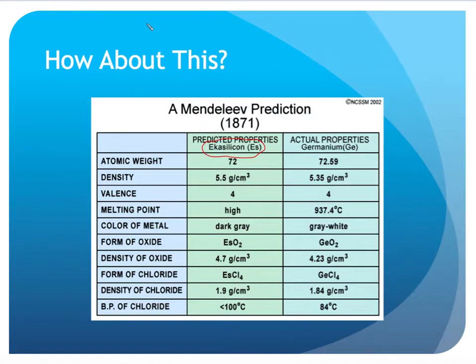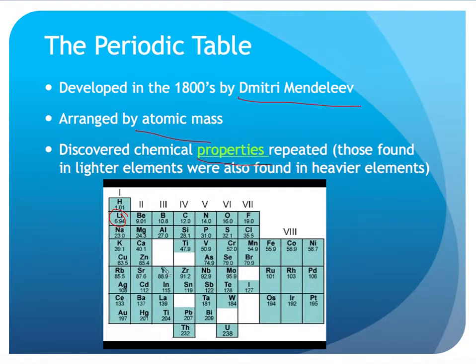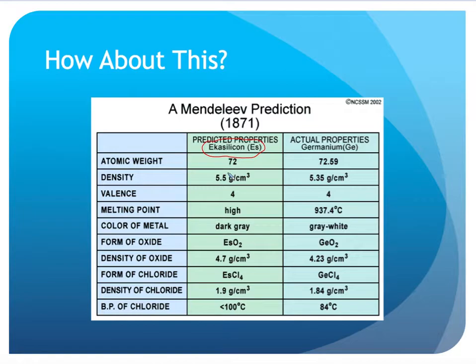Ecosilicon had an atomic weight of 72, which puts it between arsenic and zinc. So his ecosilicon has to come somewhere in here, and because he called it ecosilicon, he thought it was going to go right here. This is the element he's predicting things for. He predicted it would have an atomic weight of 72. The one we found actually has a weight of 72.59, pretty close. Density, 5.5. Actual density, 5.35. Pretty close. Valence electrons, 4 and 4, exact.